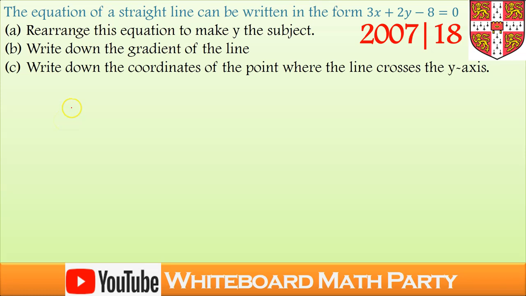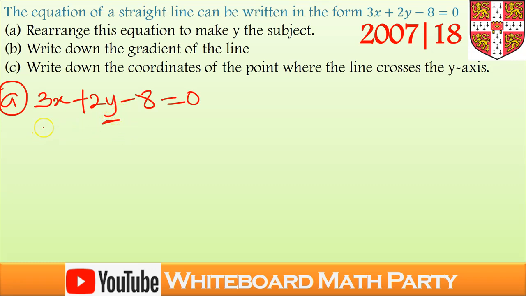Alright, to begin with this problem we have on the board, I'm going to start solving from question A. And question A says we should rearrange the equation 3x plus 2y minus 8 is equal to 0 in such a way that y becomes the subject of formula. So that's our first focus.